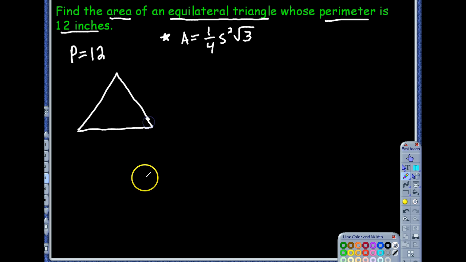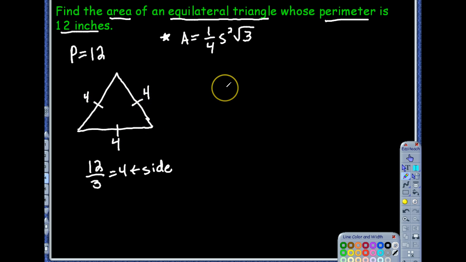If I've got 3 congruent sides, I just want to divide that by 3 to get the side length. So that's going to get you a 4 for the side. Now, knowing the sides of an equilateral triangle, can we use this formula?